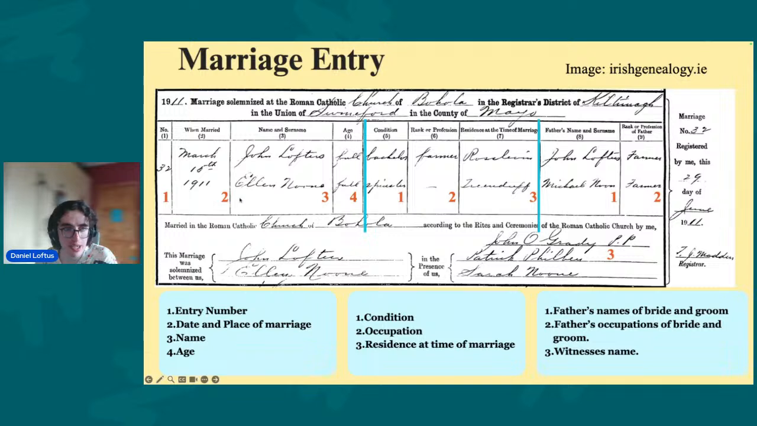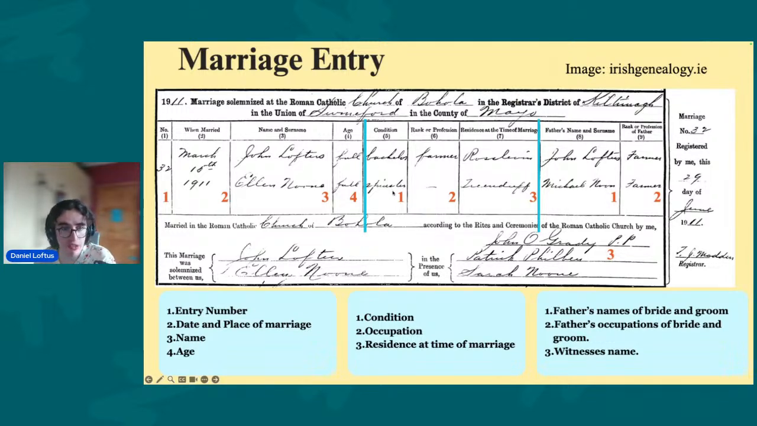So I have John Loftus and Ella Noon, March 15th of 1911. They were both full age, which means that they were over 21. If they were recorded as a minor, it means that they were under 21, but typically over the age of 18. In other cases, it may also give an age in the age column. For example, at the time John would have been 34 and Ellen would have been the best part of 26, so it could also have given the ages respectively.